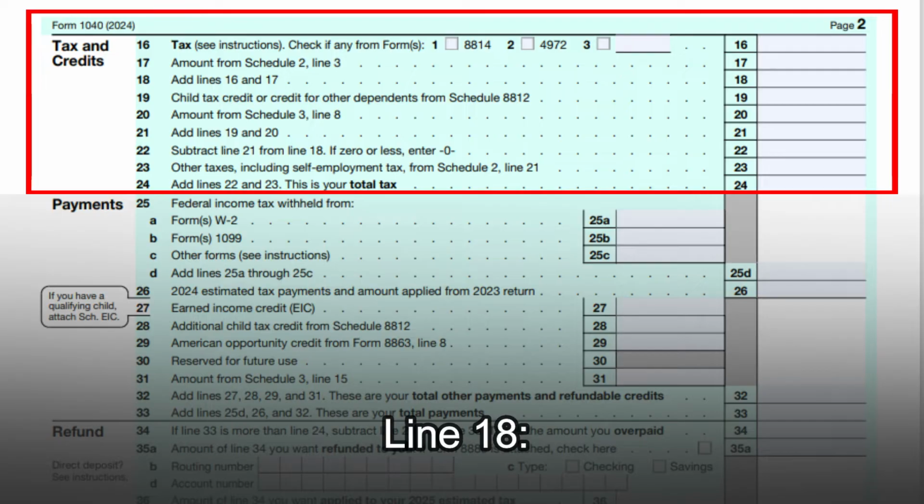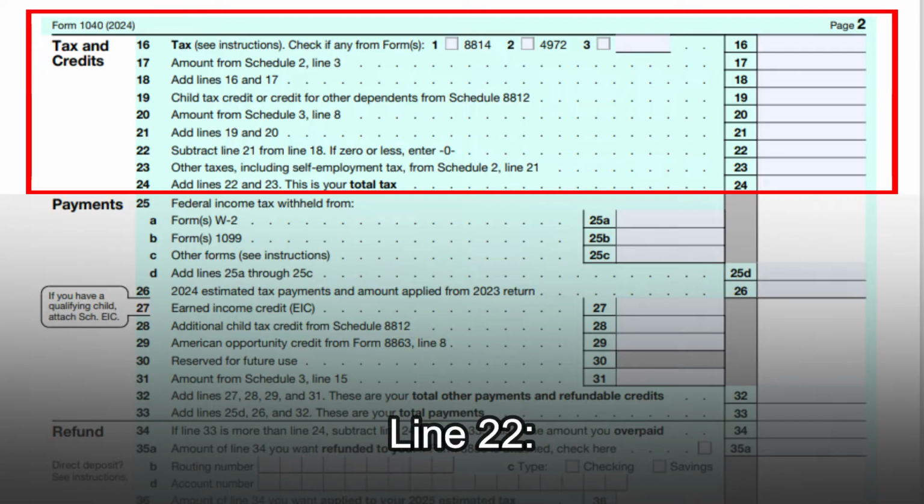Line 18. Add lines 16 and 17 together to get your total tax before credits and other adjustments. Line 19. This line refers to the child tax credit or the credit for other dependents from Schedule 8812. These credits reduce your total tax liability. Line 20. The amount from Schedule 3, Line 8, which might include other credits like the American Opportunity Credit or the Lifetime Learning Credit. Line 21. Add the amounts from lines 19 and 20, which will give you the total credits you're eligible for.